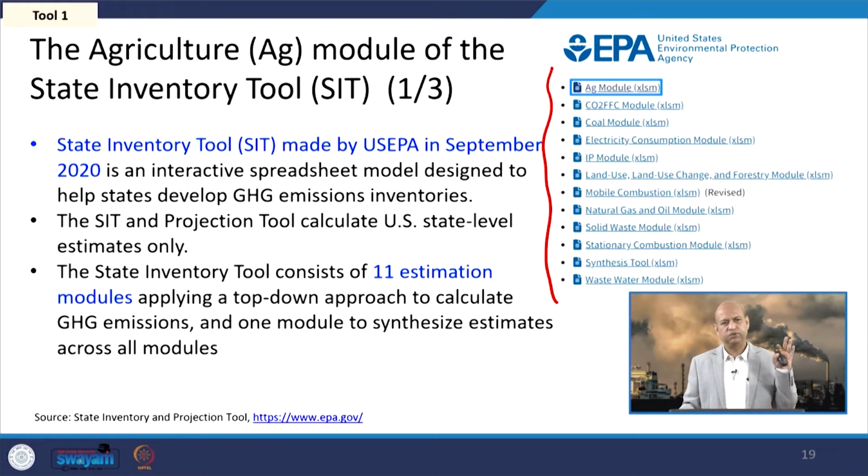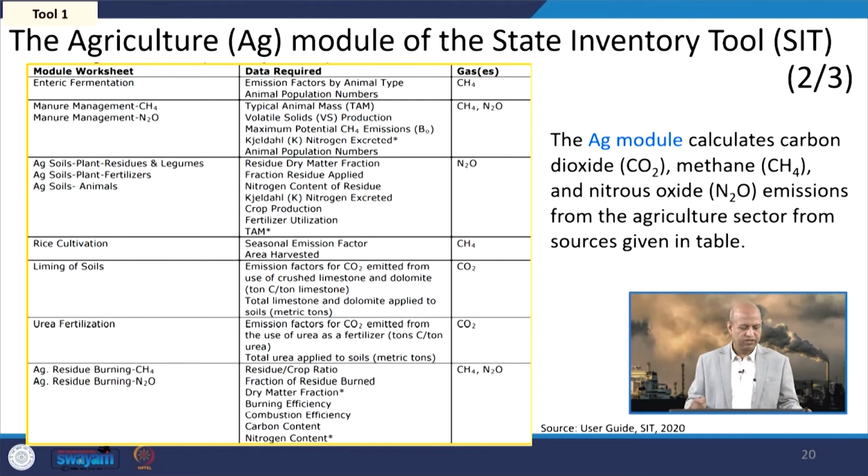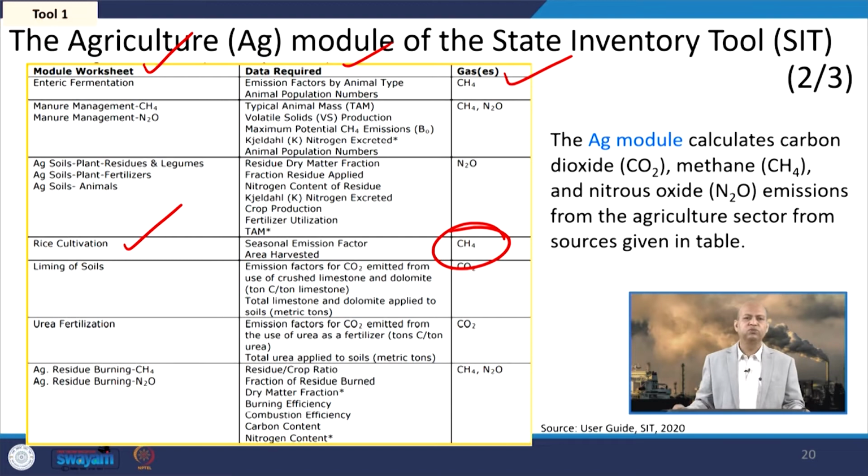The State Inventory Tool consists of 11 estimation modules, as you can see here, and one synthesis module, which can estimate across all the modules, because synthesis is also needed for the total estimation of emissions. These are the module-related worksheets, and the data required for using each worksheet is given here, along with what kind of gases, pollutants or greenhouse gases will be estimated by that particular module. For example, for rice cultivation, one module worksheet will be there. The data required is the seasonal emission factor and area harvested, and the methane emission will be calculated by this particular module. So different modules have different data requirements, and the gas emissions are estimated accordingly.